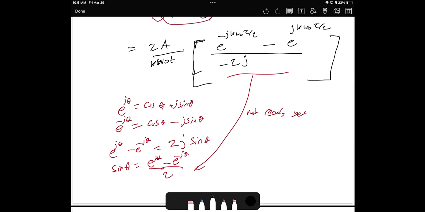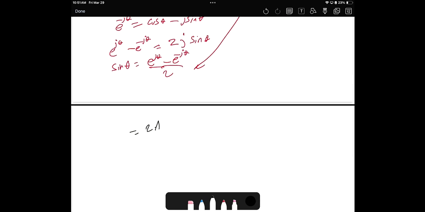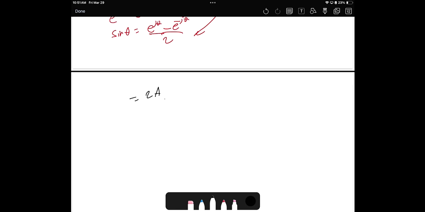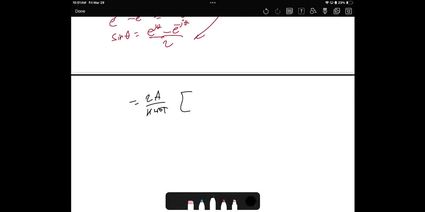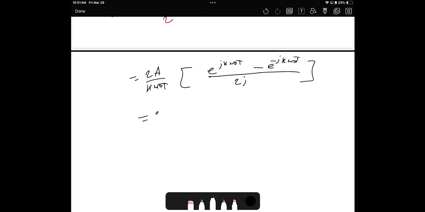So I will put the negative on the other side, equal to 2A divided by k omega naught T. Then the negative sign will flip it to the plus side: e power jk omega naught tau over 2 minus e power negative jk omega naught tau over 2, divided by 2j. This is sine, so it will be 2A over k omega naught T sine of k omega naught tau over 2. So let's stop here and we'll continue next lecture.